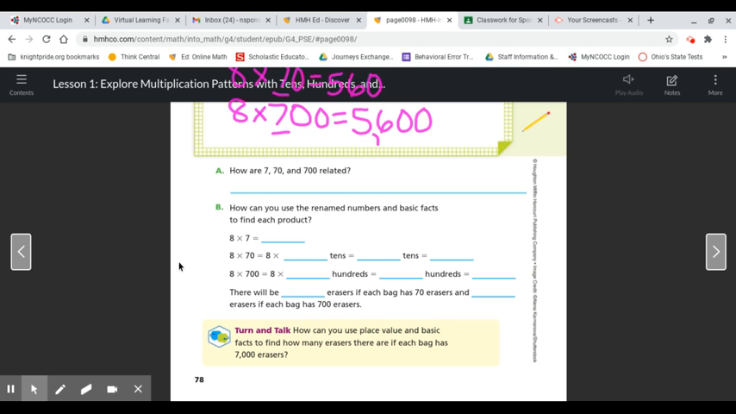Part B, how can you use the renamed numbers and basic facts to find each product? And this is just what we did in the box up above. 8 times 7 equals 56. So now let's think about it as 8 times 70. 8 times 70 is equal to 8 times 7 tens, which equals 56 tens, which equals 560.